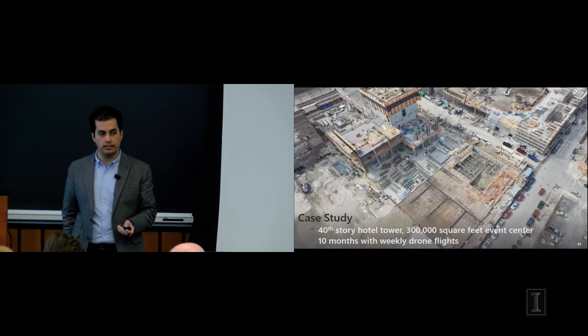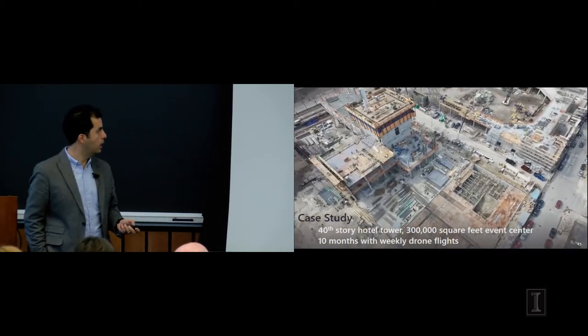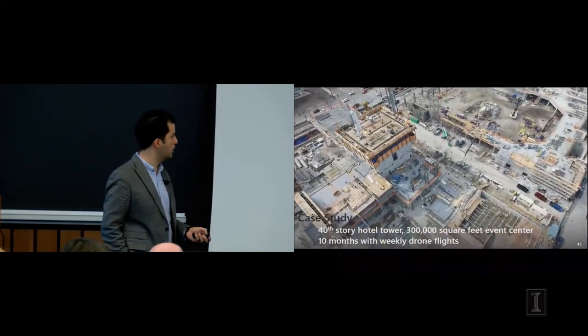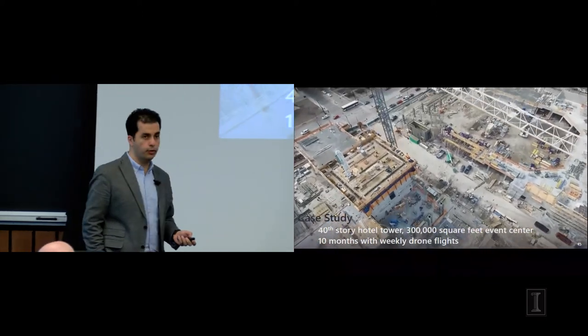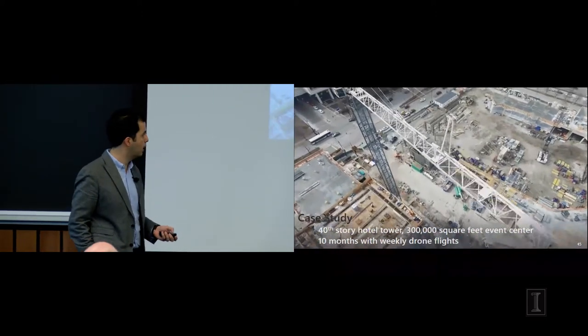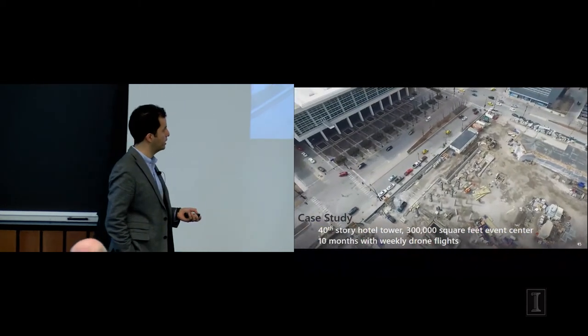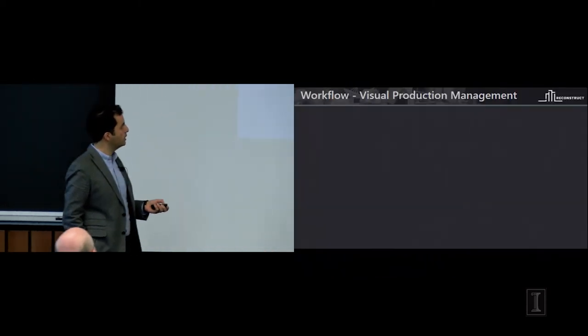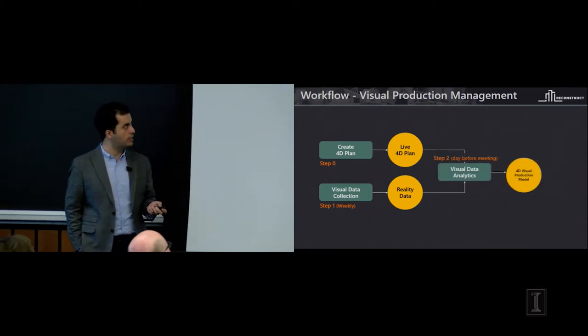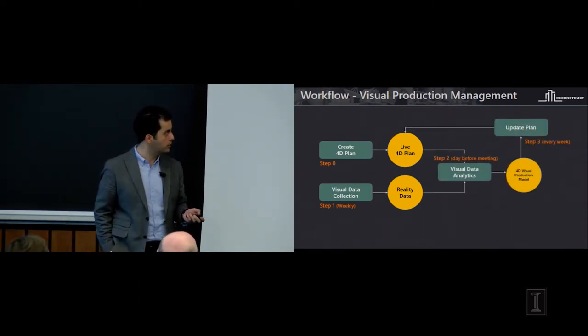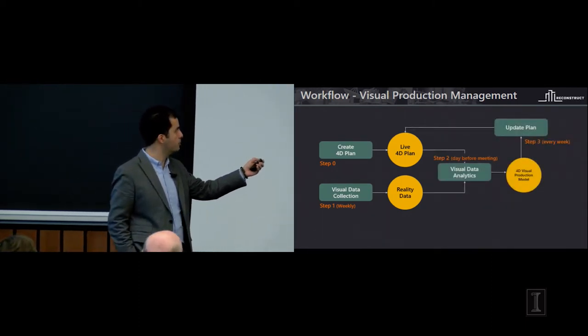This is McCormick Place in the city of Chicago, a $625 million project. We were involved for a little bit over 10 months. A drone was being operated, and we were generating all these visuals for the purpose of tracking progress. So we worked with the company to make sure everybody's on the same page on how the system would be used. I'm not going to get into the details, but we established responsibilities.